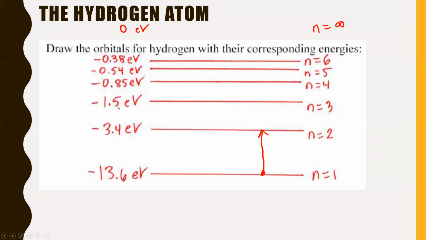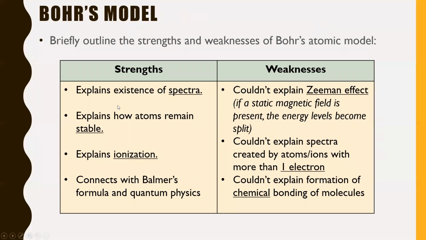So anyway, moving on. Now, briefly outline the strengths and weaknesses of Bohr's atomic model. Well, some of the strengths of his atomic model are it explains the existence of spectra. So as we've talked about today, of course, whether it's an emission or an absorption, Bohr's atomic model and the whole concept of different energy levels, different layers, right?